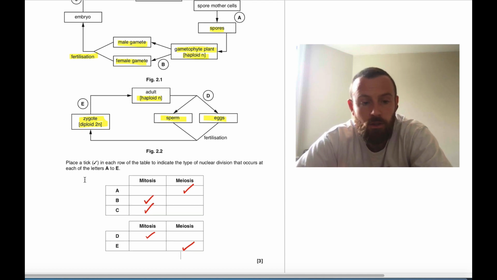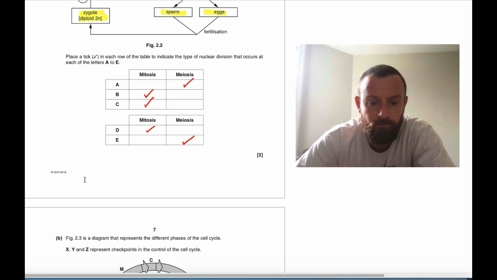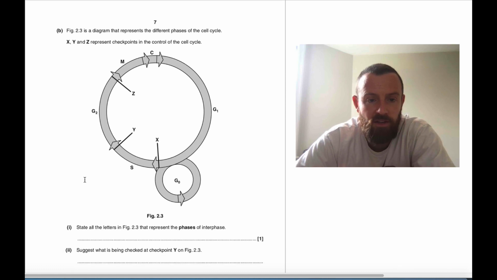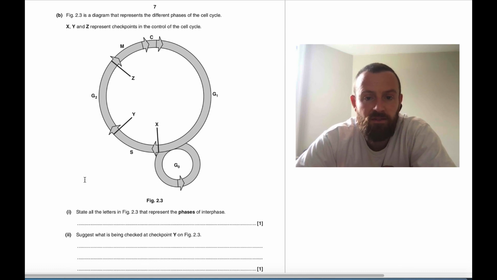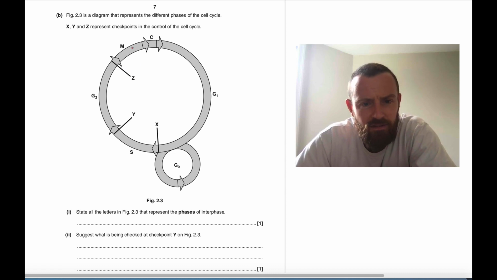Fantastic. Okay, moving on. Here is a life cycle diagram. Different phases of the cell cycle. X, Y, and Z represent checkpoints in the control of the cell cycle. State all the letters that represent the phases of interphase. Well, there's loads, okay, because M is mitosis, and I think C is cytokinesis, as far as I can tell. So this is the actual splitting of the cell here.